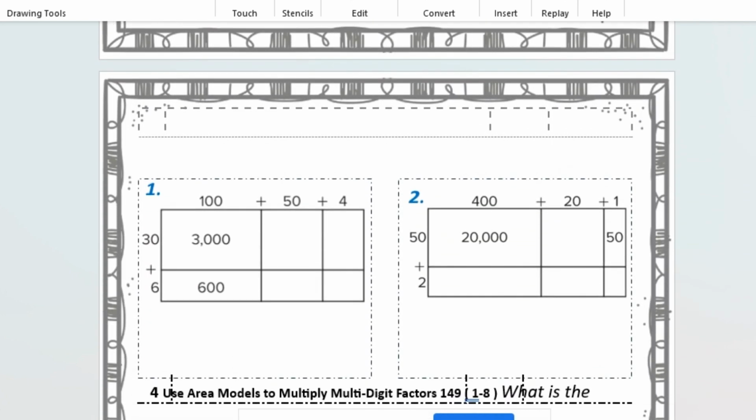Now we are going to complete the area model to find the product. The area model has already been made. 3 times 100 is 3000. 6 times 100 is 600. Now just multiply these two numbers as I have explained previously. 3 times 50 is 1500. 30 times 4 is what? 120. Okay. 6 times 100 is 600. 6 times 50 is what? Put the zero out, so it will be 300.